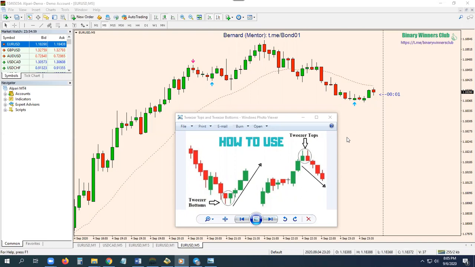I have a new video for you, and this video is about tweezer tops and tweezer bottoms. I just do not know why this candlestick pattern is given a raw deal in many trading platforms, in many forums, YouTube channels, and quite almost everywhere. Not very many people focus on tweezer tops and tweezer bottoms, but these are very powerful candlestick patterns, and you can create very successful techniques or strategies around these patterns.